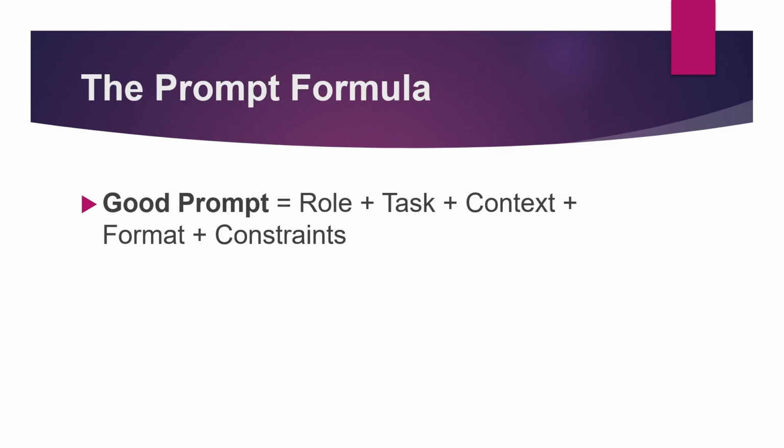There is a formula that is very important when it comes to getting good prompts. First of all, you need to have a role. You need to give a role to the AI. You give it the task, you give it the context, the format, and also constraints. In our next slides, you will see how all of these work.